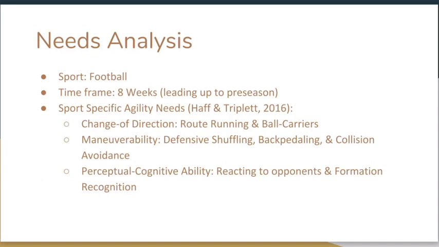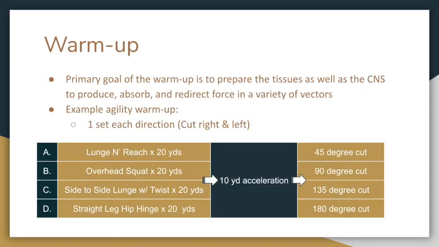The next would be maneuverability, which is found in defensive shuffling, backpedaling, and also collision avoidance. So whether it be a running back getting skinny through a hole, or linebackers that are focused on their keys and scraping laterally. The last category is perceptual cognitive ability, which is being able to react to your opponents, and also formation recognition.